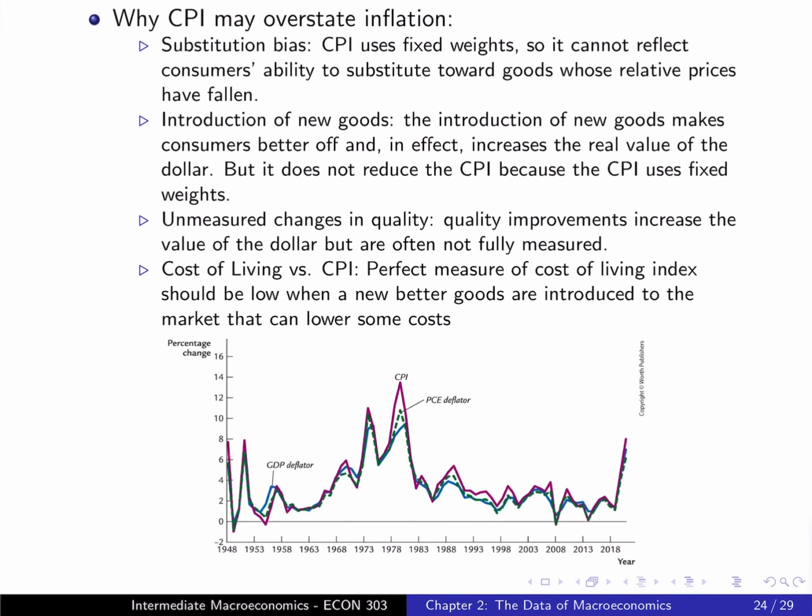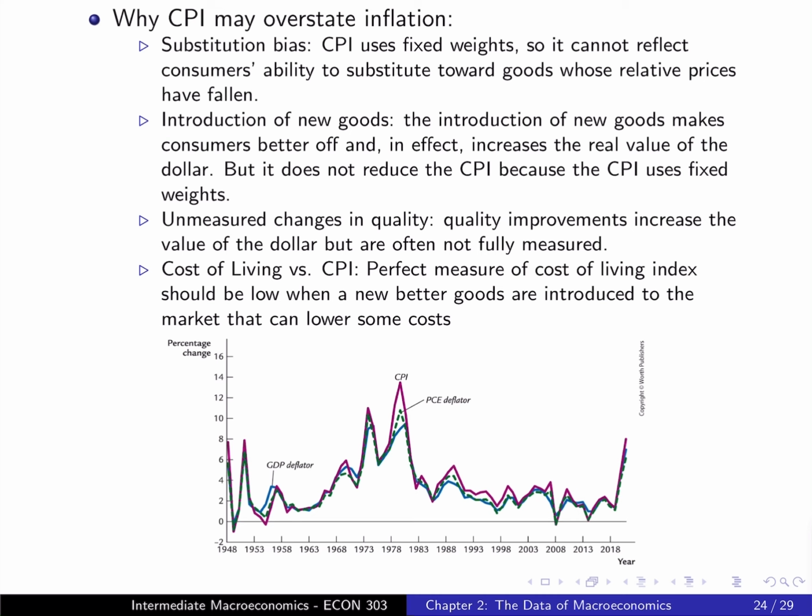Let's consider some key reasons why the CPI may overstate the true rise in the cost of living. Substitution bias. The CPI uses fixed weights based on a predetermined basket of goods. It does not account for consumers substituting away from goods that become relatively more expensive and toward those that become cheaper. Introduction of new goods. New goods increase consumer choices and enhance well-being, effectively raising the real value of money. However, because the CPI basket is fixed, these benefits are not immediately reflected in the index.